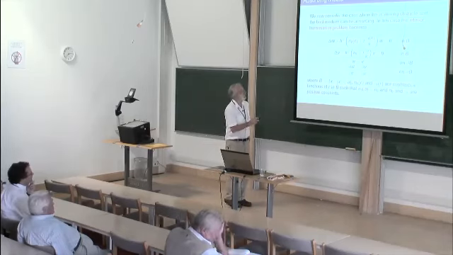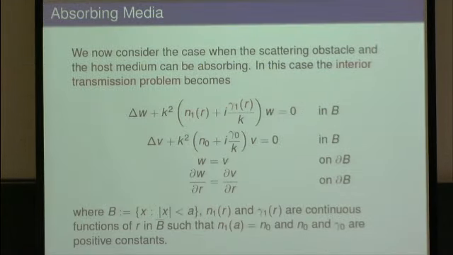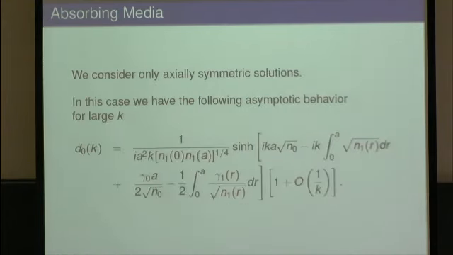Okay, so here's the absorbing media, and here's outside where you have some constant absorption. And again, this is the transmission problem when you have absorption. And again, B is a ball, and N1 of r are continuous functions of B such that they're continuous across the boundary. Okay? And let's just look and see what happens.